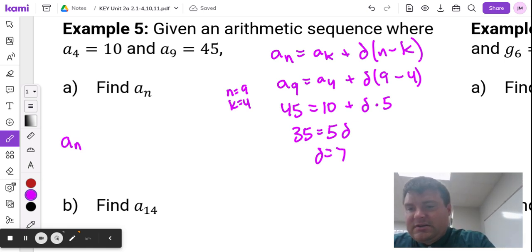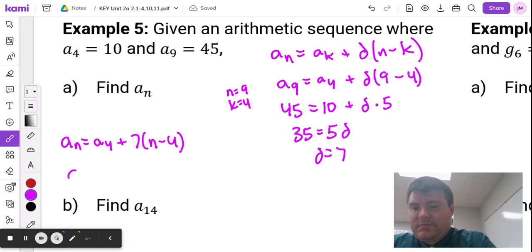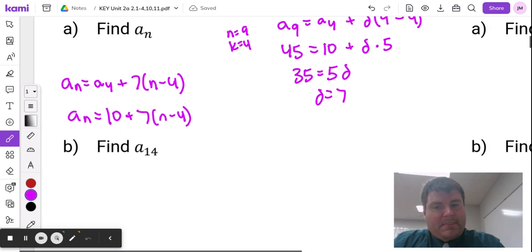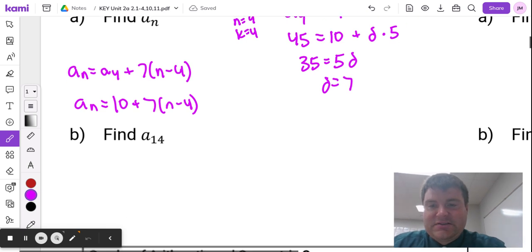So a sub n is equal to a sub 4 plus 7 times n minus 4. We can plug in our a sub 4 value, which is 10, plus 7 times n minus 4. This is a totally 100% correct answer. I'm good with it. If you want to rearrange it so that you can multiply the 7 times n, you totally can, but this is a perfectly fantastic answer.